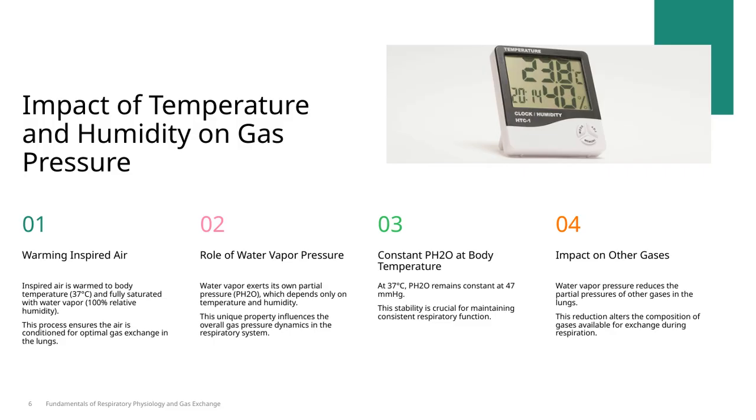Finally, water vapor pressure doesn't just stay passive. It actually reduces the partial pressures of other gases in the lungs. This reduction alters the composition of gases available for exchange during respiration, which is a key point when considering how gases move efficiently across the alveolar membranes. Understanding these interactions helps us see how temperature and humidity are critical factors in maintaining effective gas exchange and overall respiratory health.